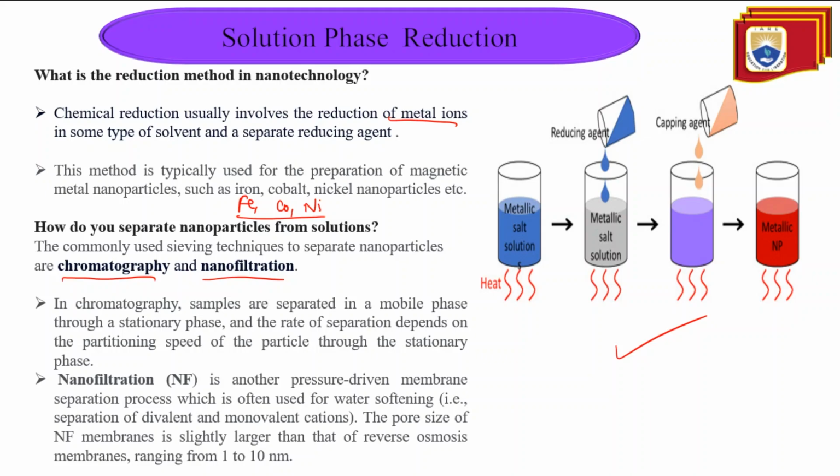In chromatography, samples are separated in a mobile phase through a stationary phase, and the rate of separation of the nanoparticles from the solution depends upon the partition speed of the particle through the stationary phase. So, this is one of the methods.